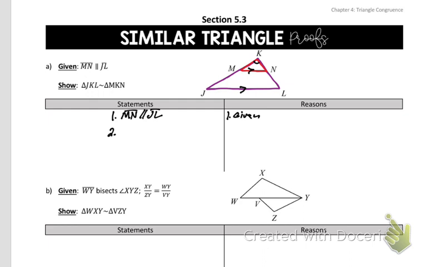So, number 2, I could say angle K is congruent to angle K. Why? It's reflexive. It is the same angle. It's a reflection of itself. It is our reflexive property, so it's just reflexive.